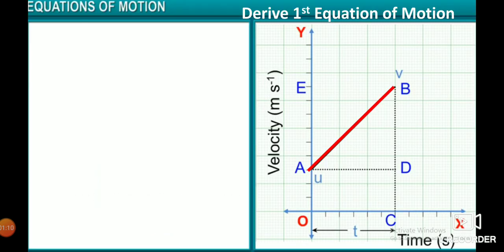We have to derive all these three equations one by one graphically. So for that, let us start with the first equation of motion and understand how to read the graph here.